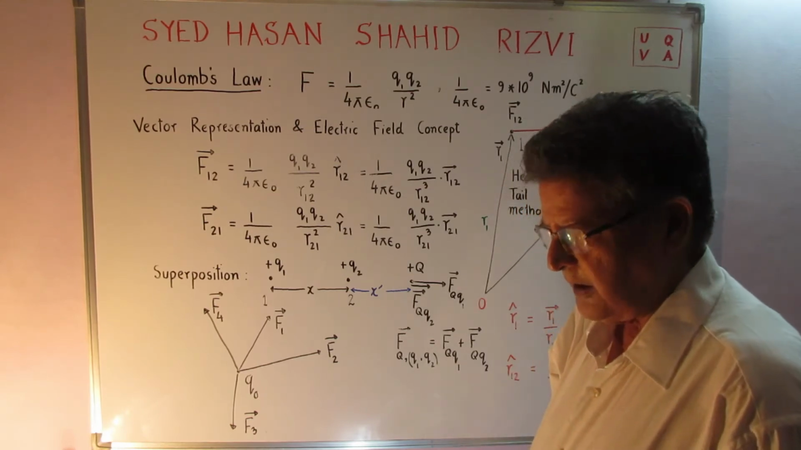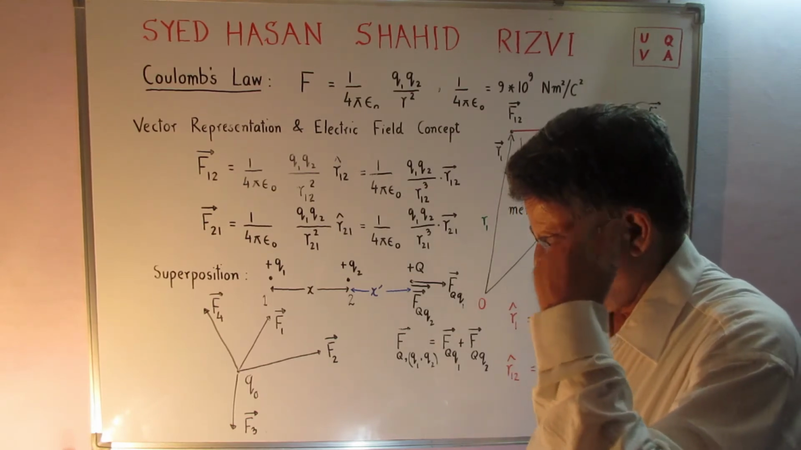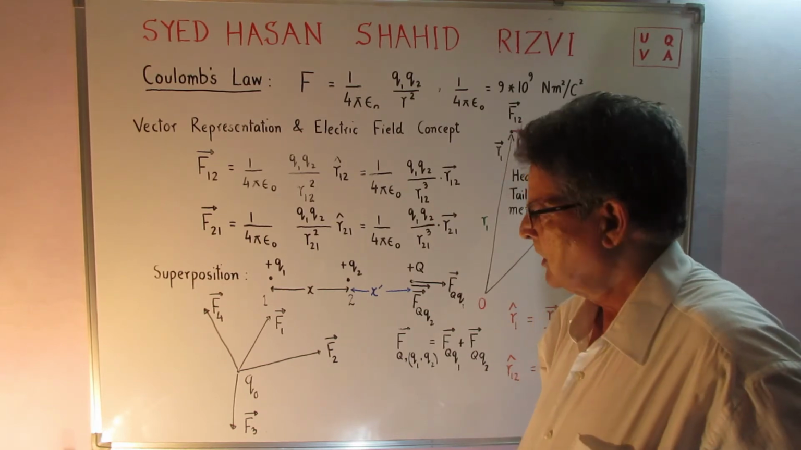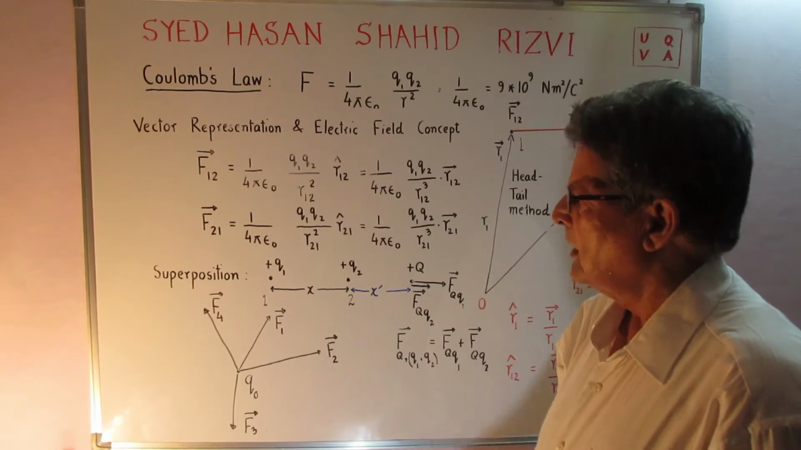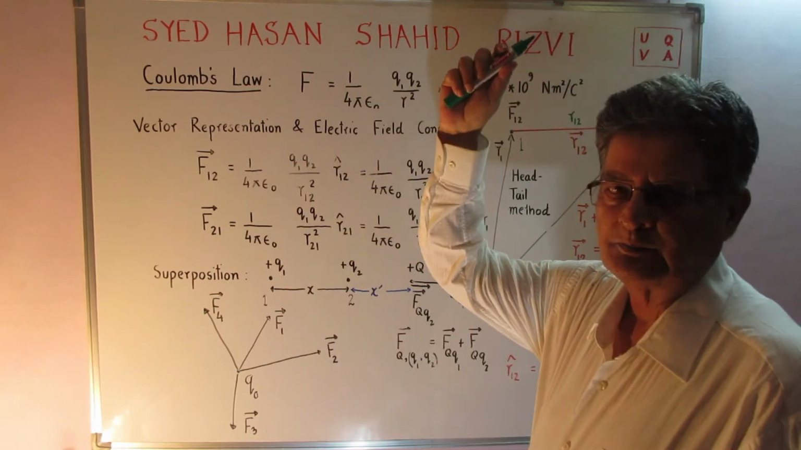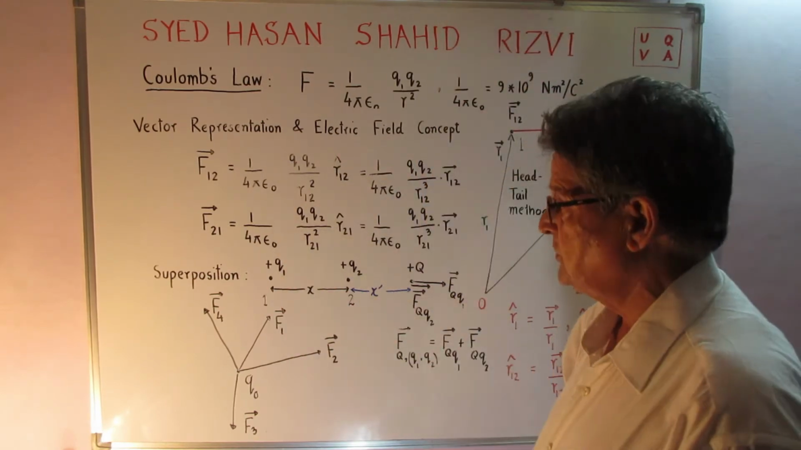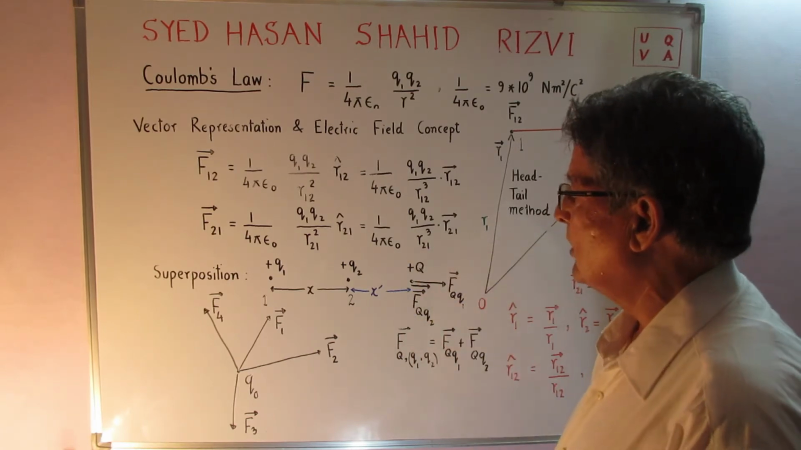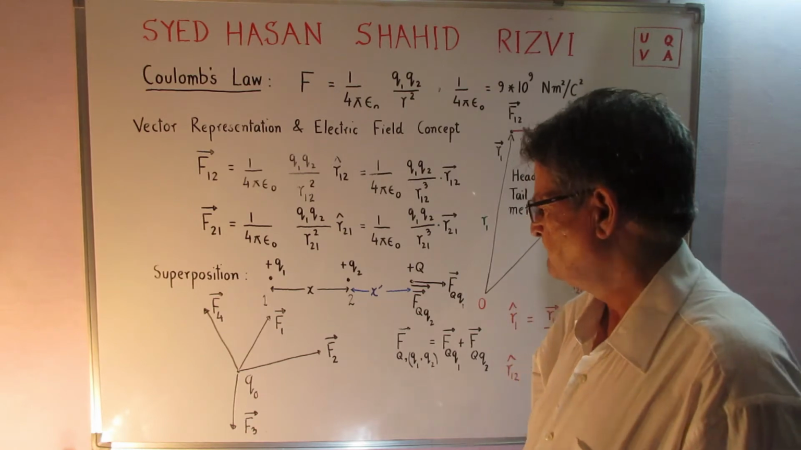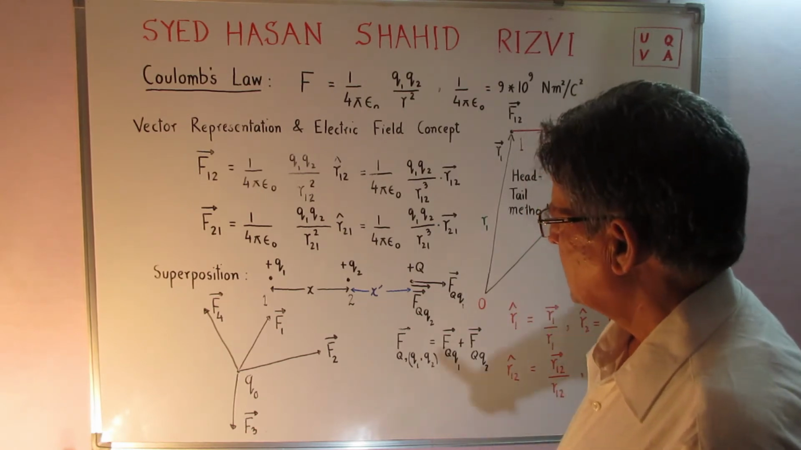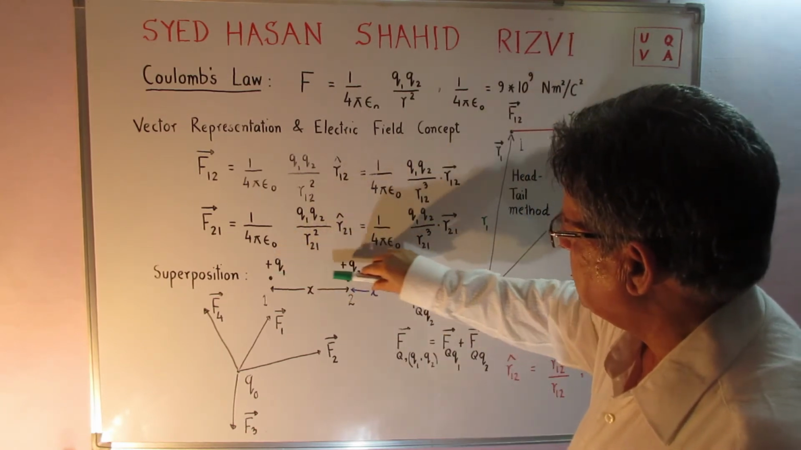Superposition in the case of waves, and otherwise also, is a kind of algebraic sum. But here in this case, because vector quantities are involved, we say that this is a vector sum of two things.